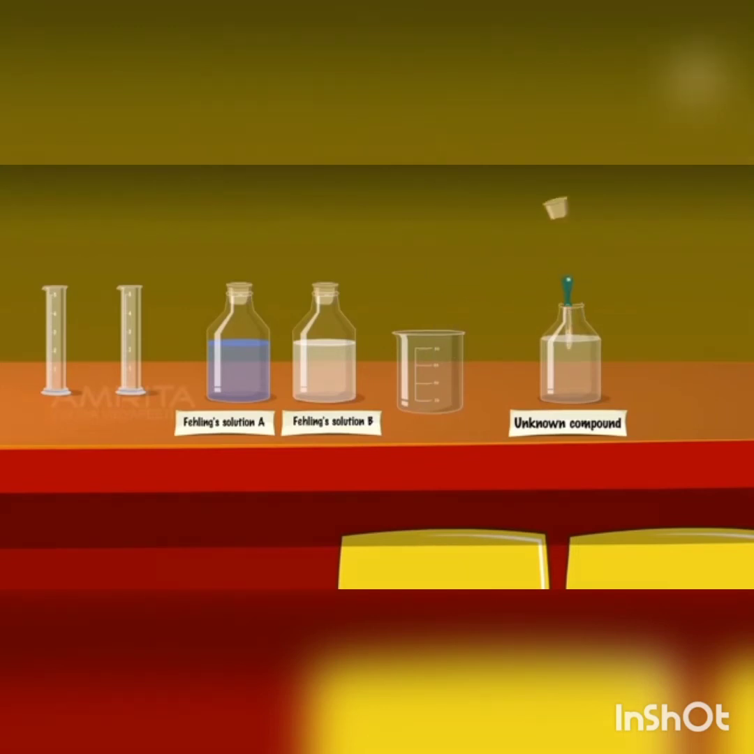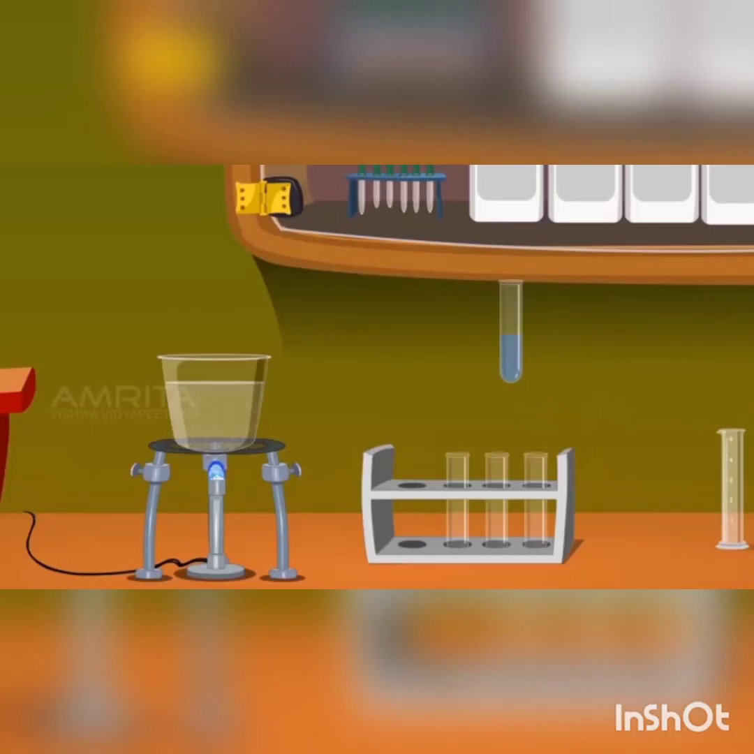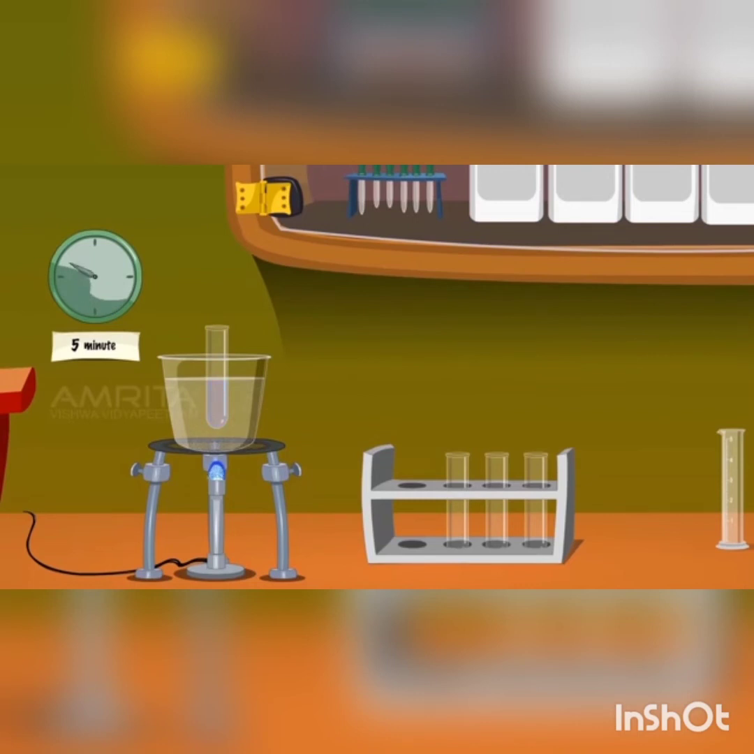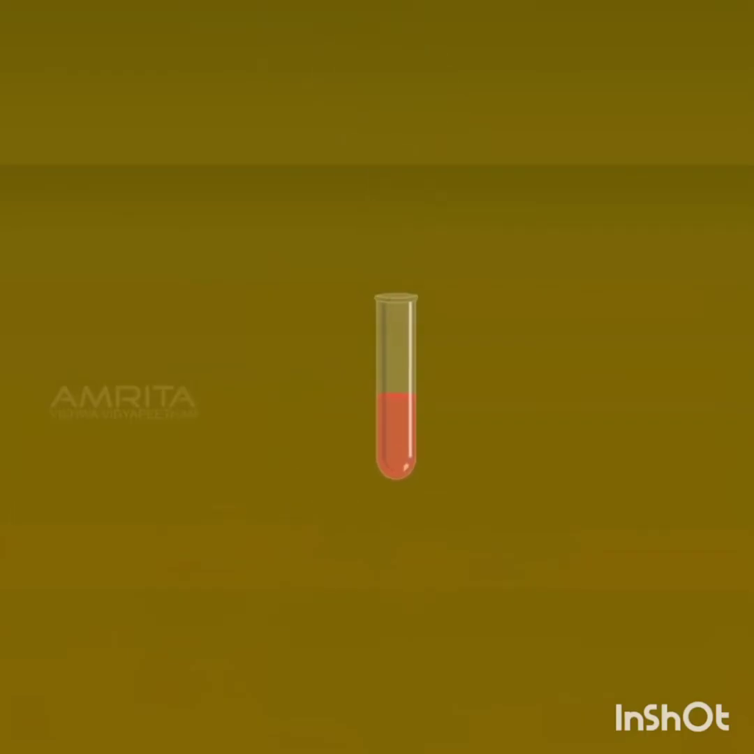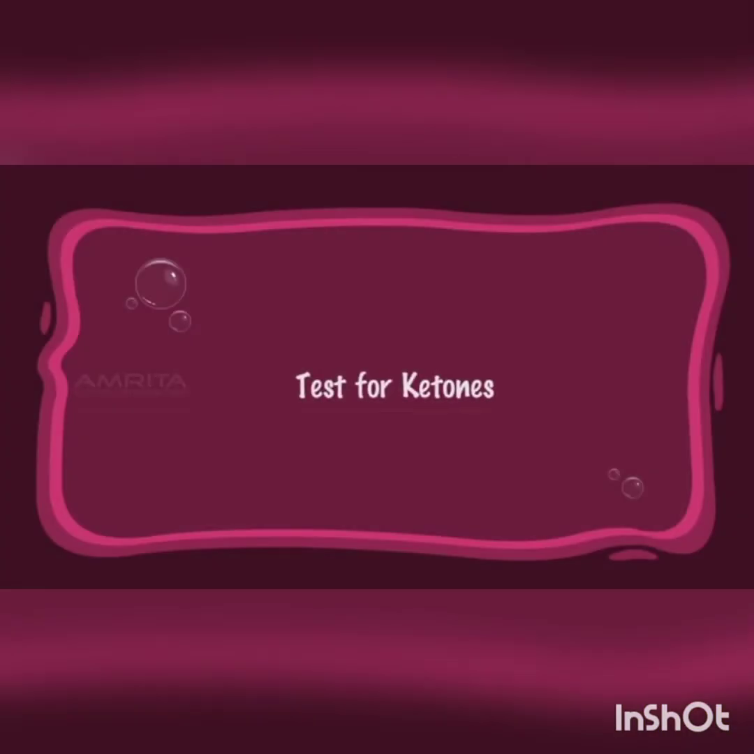Add 4 to 5 drops of the given solution into the test tube using a dropper. Warm the test tube in a water bath for 5 minutes. Aldehydes reduce the Cu2+ ions in the test reagent to red precipitate of copper(I) oxide. Tests for ketones.